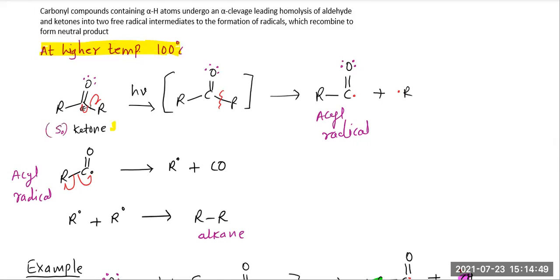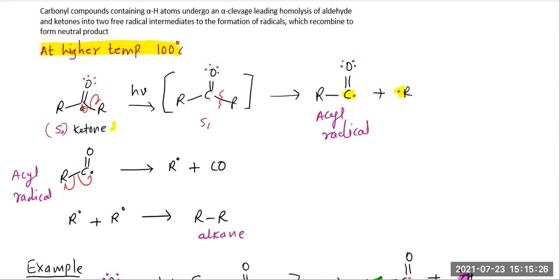After the absorption of UV light, it goes into the excited state where sigma electron excitation occurs, and due to this the particular bond is homolytically cleaved. The electrons are distributed equally among these two groups, the carbonyl carbon and this R group. Now you can see this carbonyl group has a single electron and this R group has another electron. So this is a radical species.